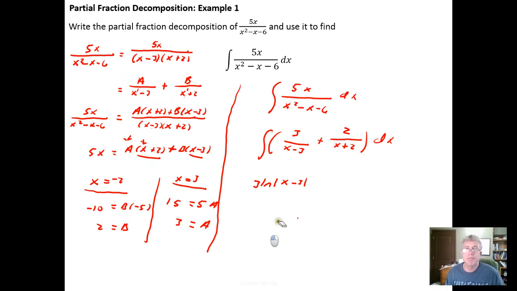So the derivative of 3 natural log absolute value of x minus 3 gives us back the original ratio that we had right here, plus this one is also going to be a natural log. It's going to be 2 times the natural log of the absolute value of x plus 2. Again, you could verify it by taking this derivative and making sure you get this ratio back. And then, of course, we need plus a constant of integration.